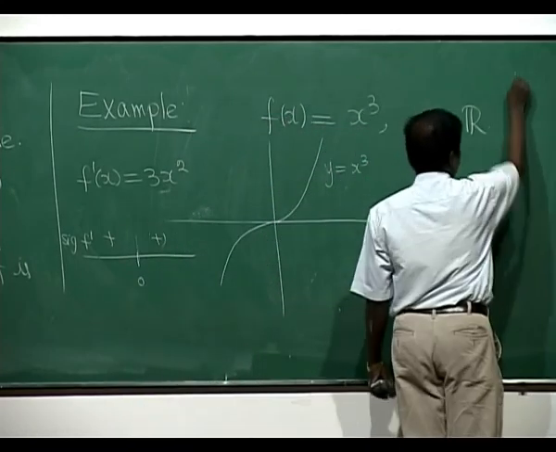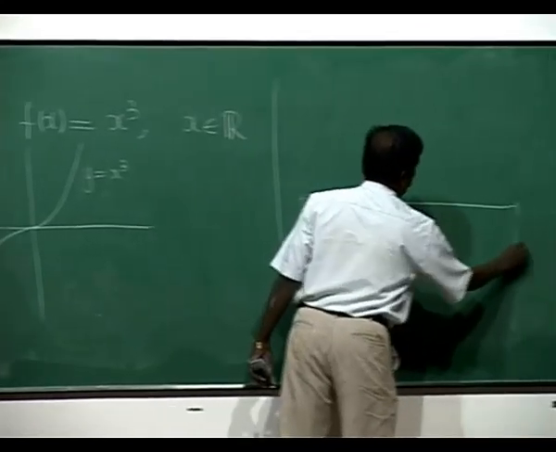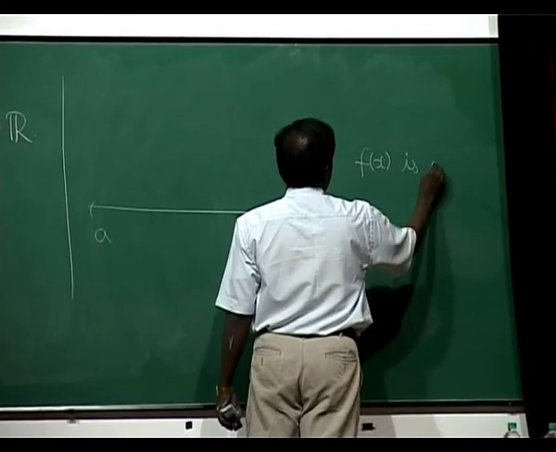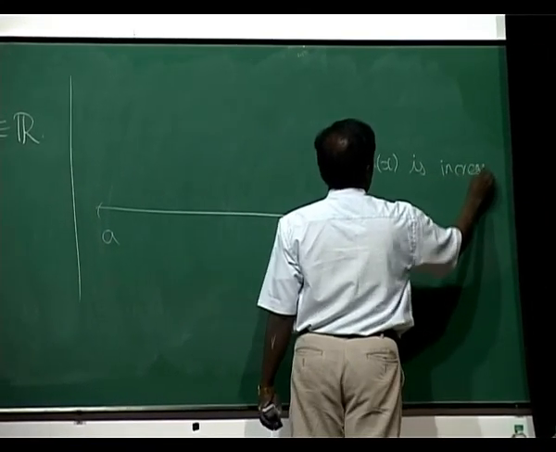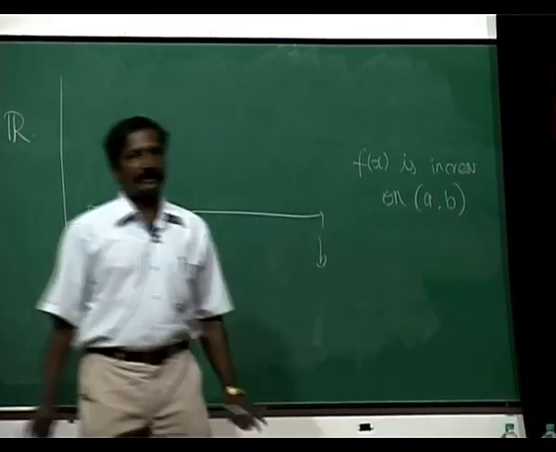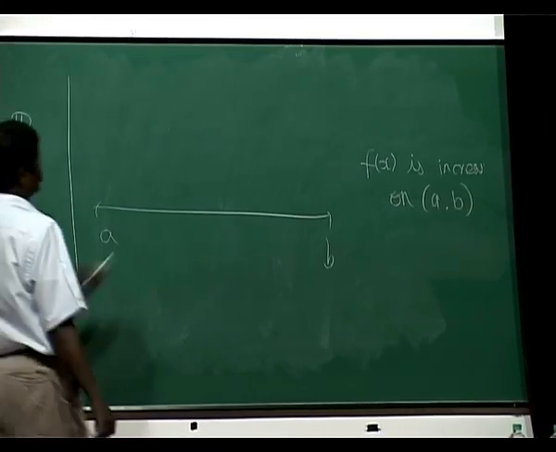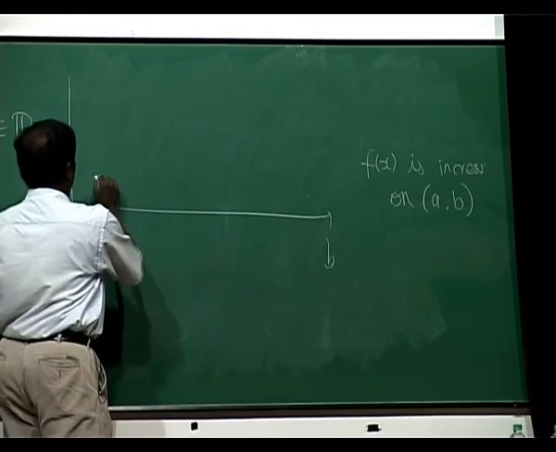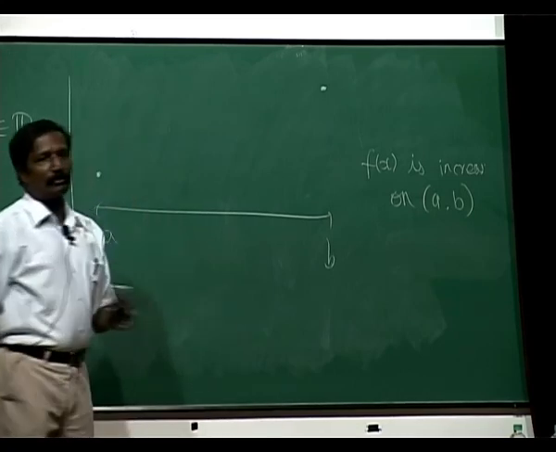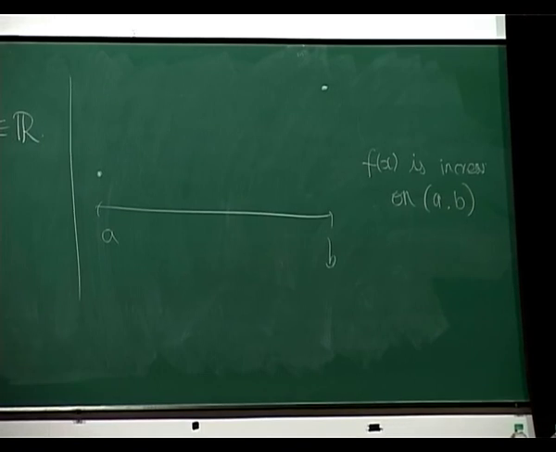Suppose, for example, this is A to B. Suppose that we know that f of x is increasing on AB, increasing on AB. Will it describe our function in an accurate way? Suppose I know the value here, will we be able to get the graph, at least a correct sketch?